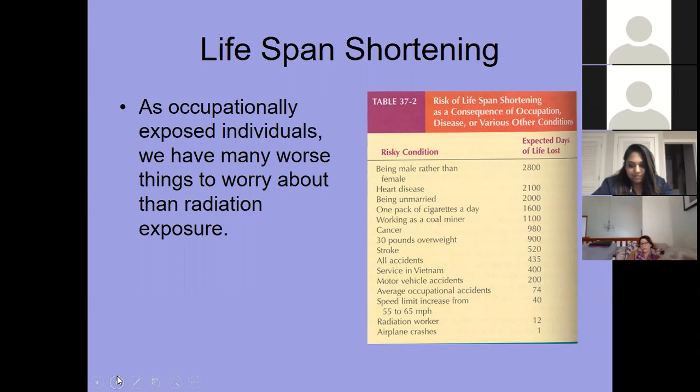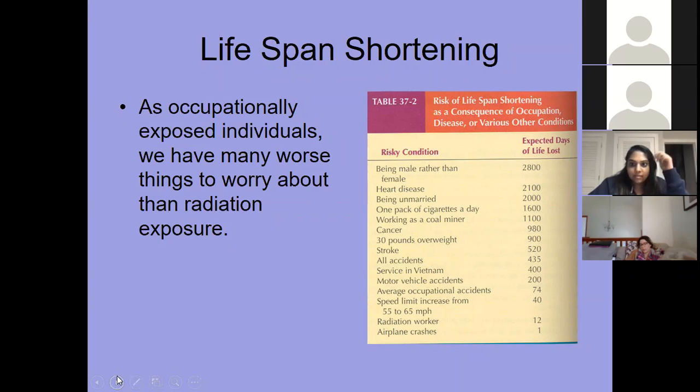Look at this. If you're 30 pounds overweight, that cuts nearly 3 years off your life. Accidents, all different accidents, or just driving a car, motor vehicle accidents, 200 days off your life. I don't understand the accident one. What are they saying? In general, motor vehicle accidents can cut 200 days off your life. Maybe they don't kill you, but they injure you. Oh, okay. All right.